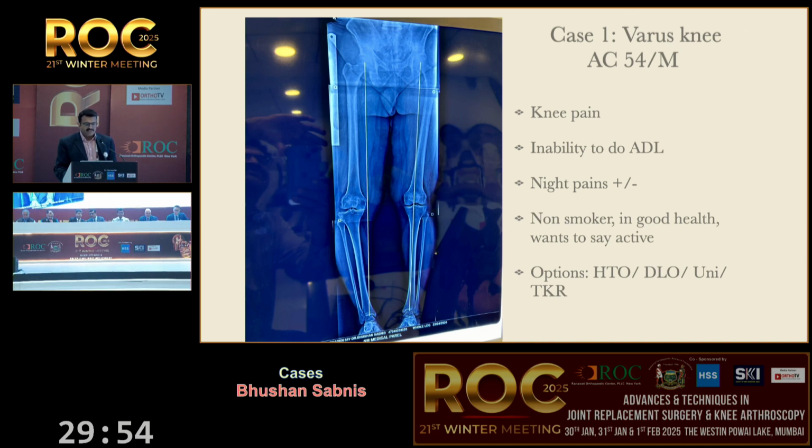That's a typical patient profile that you'll see. A 54-year-old gentleman comes to your clinic with knee pain, inability to do activities of daily living, gets night pains on and off. He's a non-smoker, he's in good health, wants to stay active, has seen me for about 3 years now in the OPD. Every time I get a scanogram done, it's slightly worse. Now it's crossed the medial joint line, it's sitting in space now. So the options we are having is HTO, double level, uni or TKR.